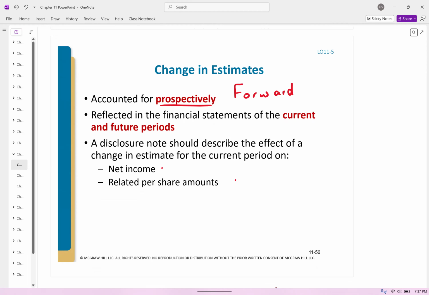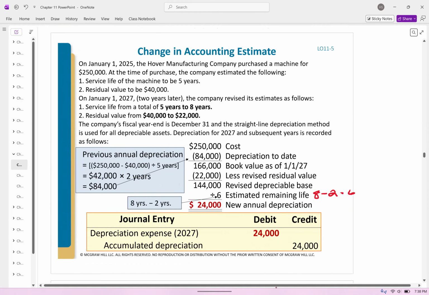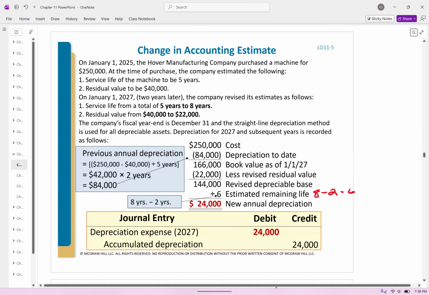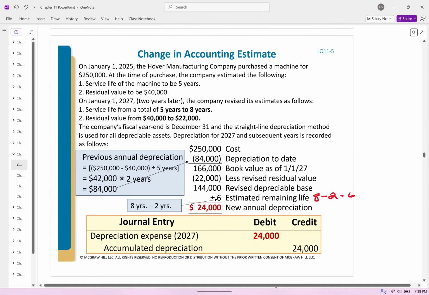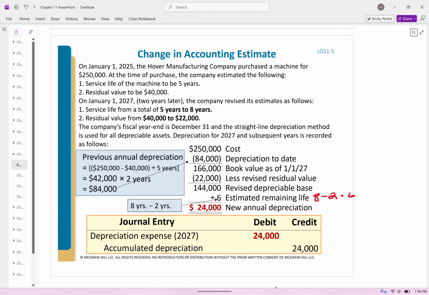When we change the estimates, we go forward. We don't go backwards, because when we made the estimate, we made the best decision with the information we had right now. So we're only going to go forward. There could be a disclosure note that should describe the effect and what it does to net income and related per share amounts. So here we have a change in estimate. This is very similar to the one that we had worked earlier, I believe. Yes, it is almost identical.